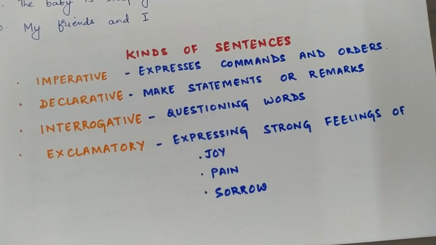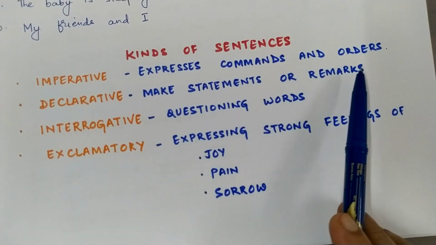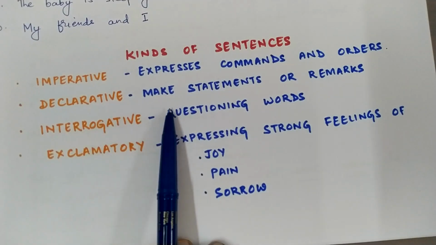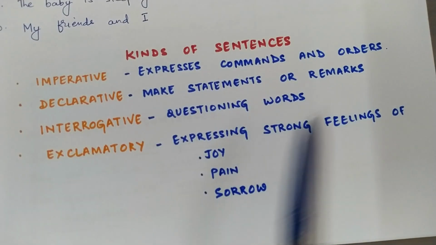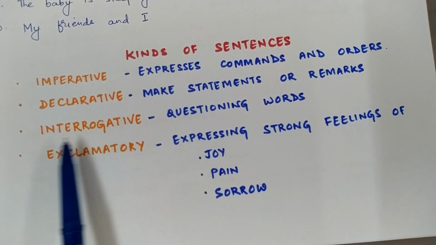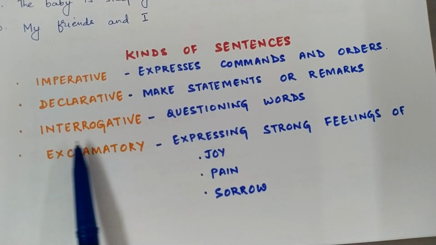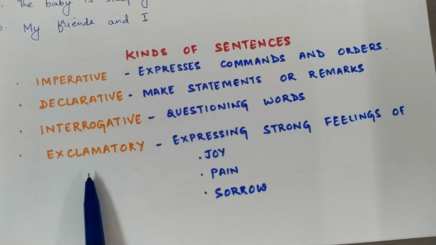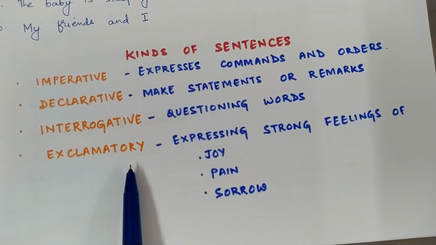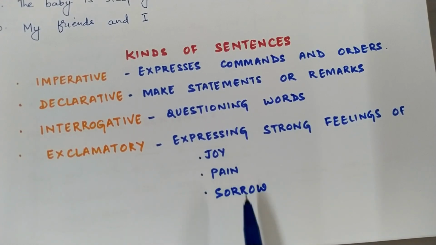Now, as given in your Superb English Grammar book of class 6, there are 4 kinds of sentences. The first is imperative. Imperative means expresses commands and orders. Declarative means make statements or remarks. Third, interrogative. Interrogative, the word itself has the word interrogate. So interrogate means, children, to ask, पूछना. So interrogative means questioning words. Exclamatory. Exclamatory has the word exclamation. That means expressing strong feelings of joy, pain and sorrow.